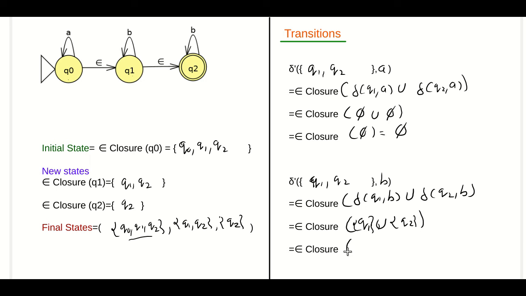Now we have two states, Q1 and Q2, and we have to find the epsilon closure of each. The epsilon closure of Q1 is the set Q1, Q2, and the epsilon closure of Q2 is the set Q2. So from state Q1, Q2, after reading B, the NFA will go to the state Q1, Q2 as well as the state Q2. Now the last state is Q2, and on Q2 on A there is no transition, and on B it remains in the state Q2 itself.